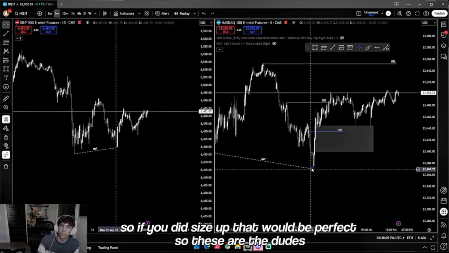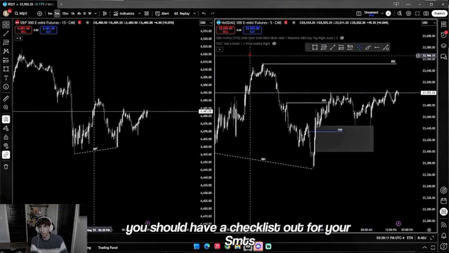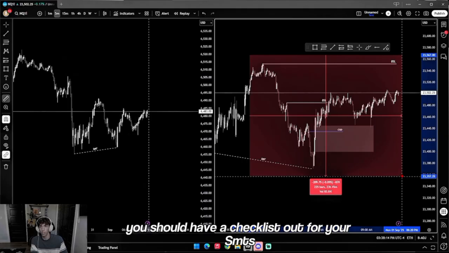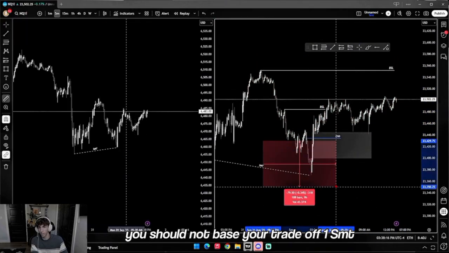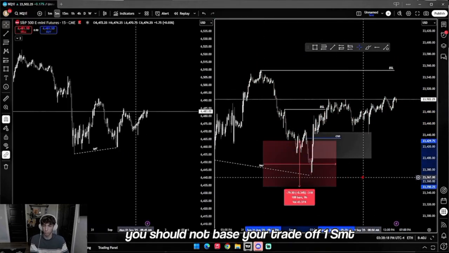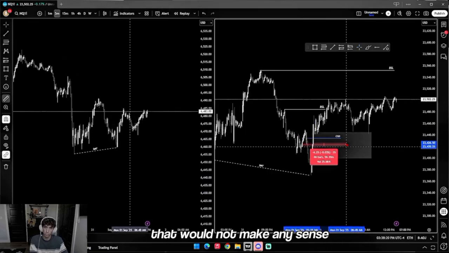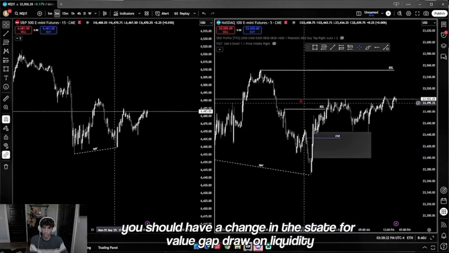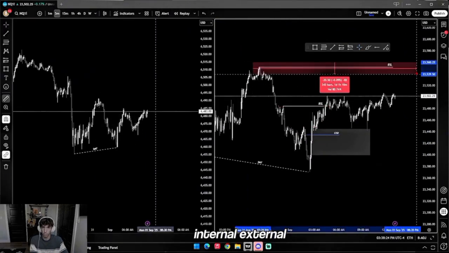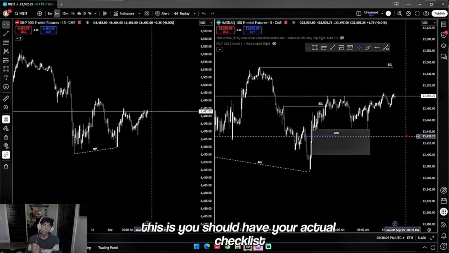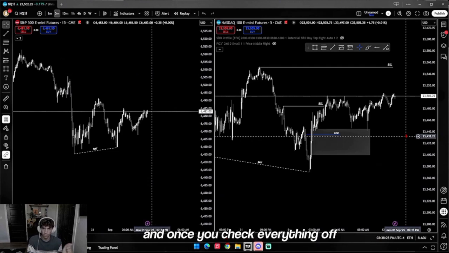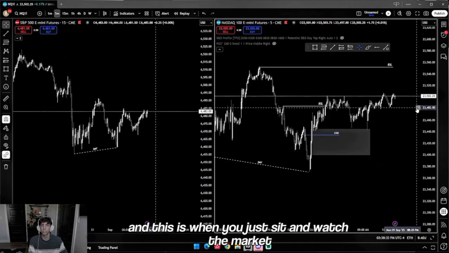So these are the do's. You should have a checklist out for your SMTs. You should not base your trade off one SMT. That would not make any sense. You should have a change in the state, fair value gap, draw on liquidity, internal, external. You should have your actual checklist, and once you check everything off, this is when you enter the trade, this is when you get confident, and this is when you just sit and watch the market.